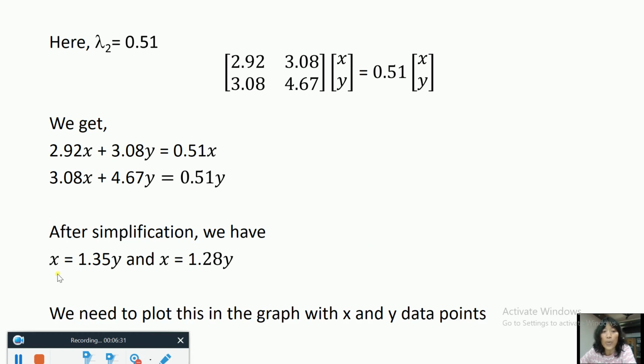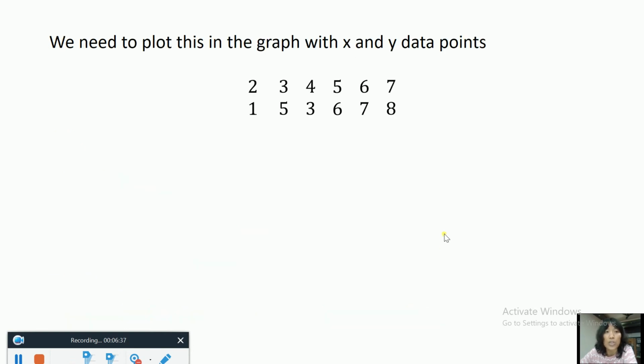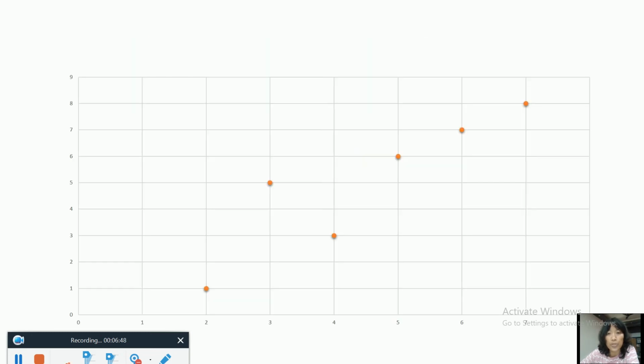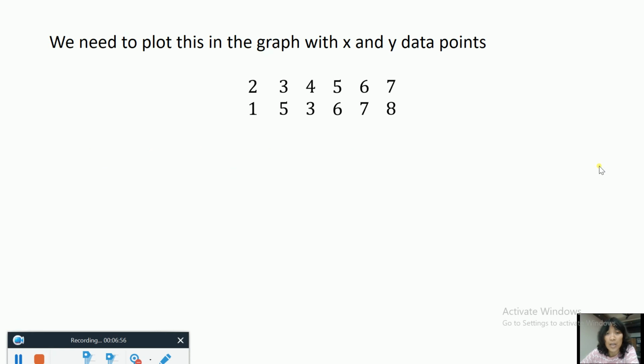Now we need to plot this into my xy data points. So firstly, the data points which we have taken earlier, we need to plot these data points. So to project these data points into the feature space, we have projected those 6 data points in the feature space.